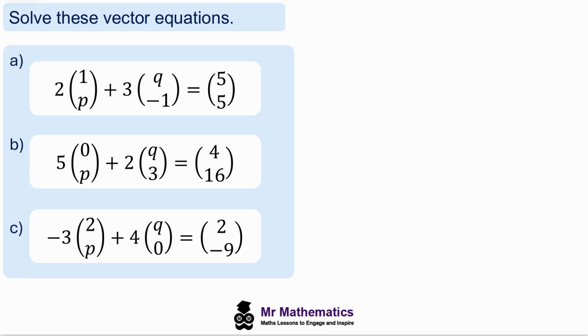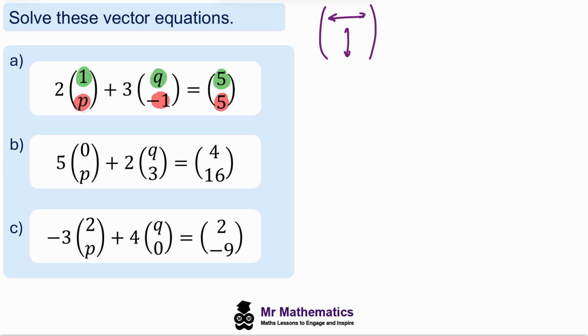Hi everybody. In this video, we're going to look at how we can set up and solve a pair of equations from column vectors. So in our first example, we're told that 2 lots of this column vector, 1 over p, plus 3 lots of this column vector, q over negative 1, is the same as the column vector 5, 5. Now we know that a column vector is made up of a horizontal component followed by a vertical component. So to solve these equations, we need to treat the horizontal components separately to the vertical components. So essentially, we're just creating two equations.